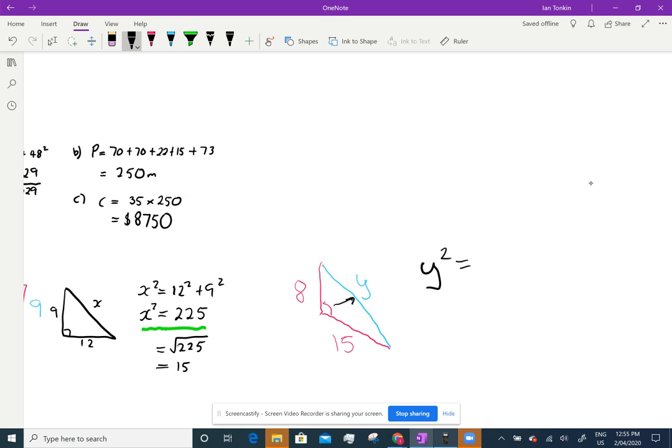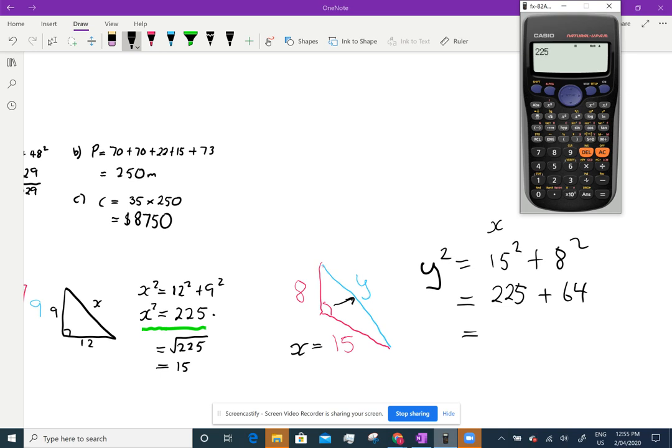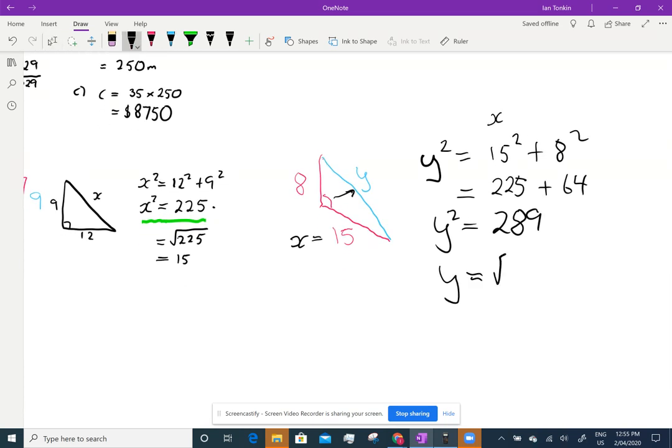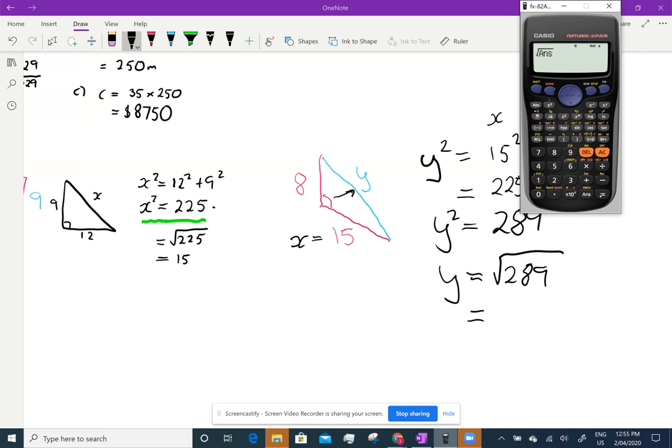So Y squared equals 15 squared plus 8 squared. Remember, 15 is equal to X, so it's X squared. I could have just used the 225, because 15 squared is 225, plus 64. I'm just going to check that: 225 plus 64 is 289, and I'm going to type in the original one to make sure I get the same answer. 15 squared plus 8 squared, 289. So Y squared is 289. Y equals the square root of that. Again, just square root your answer: 17.